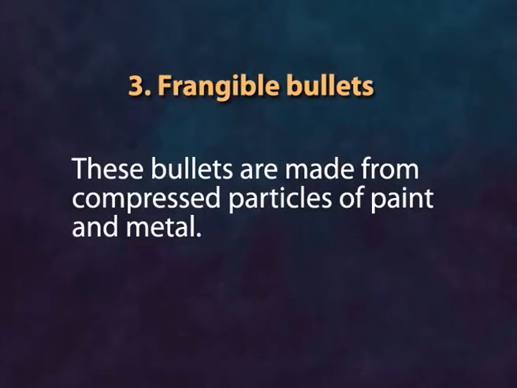Then we have frangible bullets. These bullets are made from compressed particles of paint and metal. These types of bullets are used as training bullet for aerial gunners by US Army. On impacting the object, these bullets disintegrate into dust-like particles, causing no damage to the object.